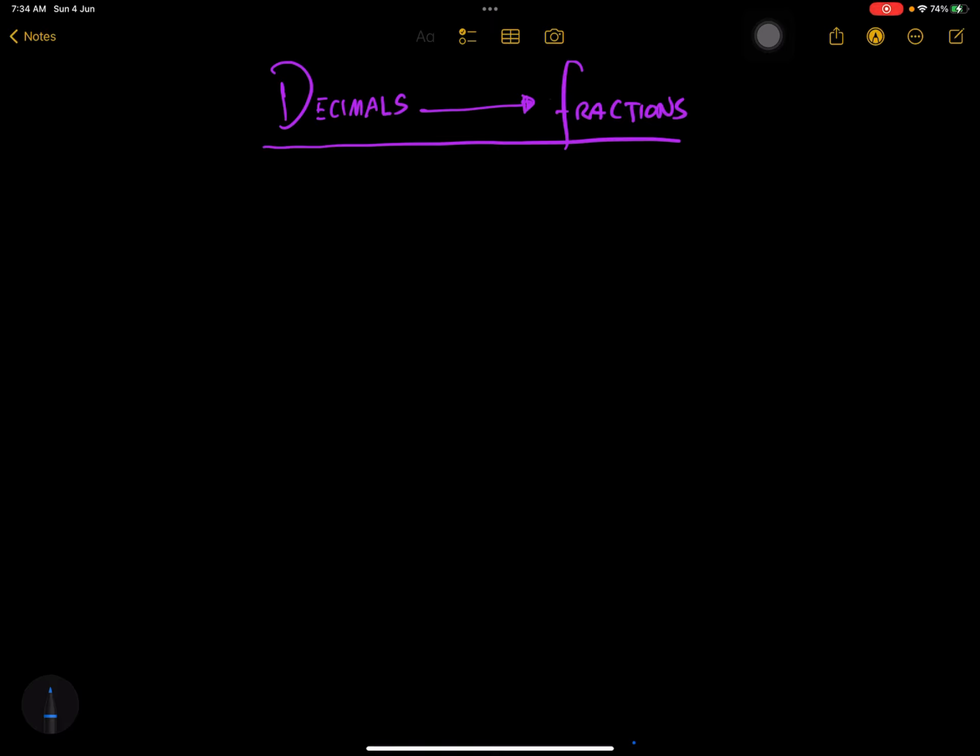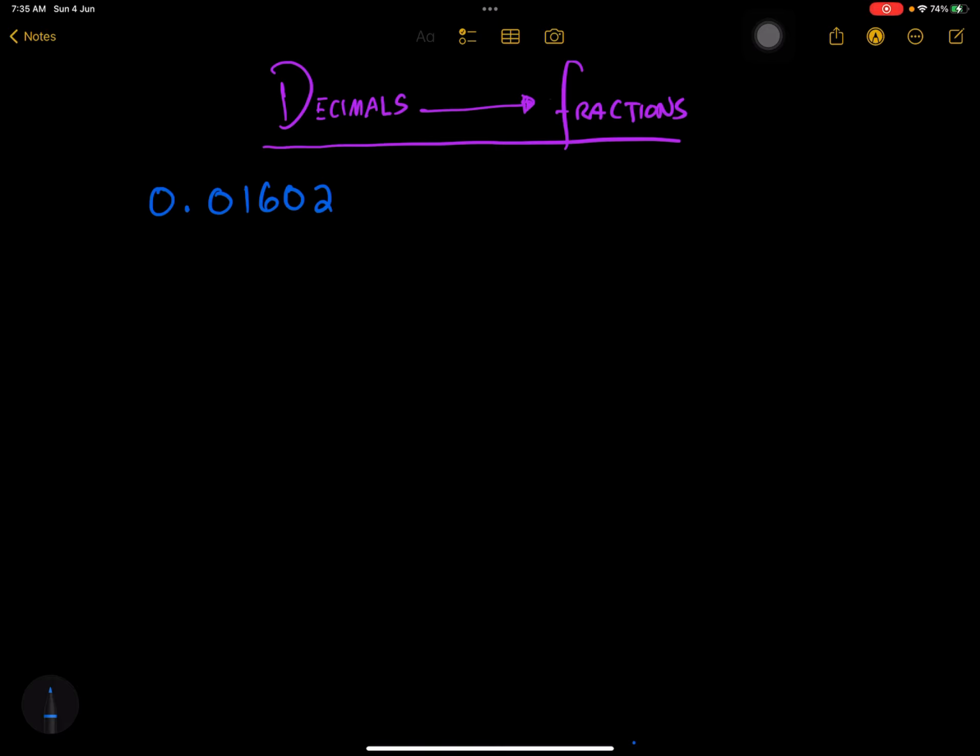Okay, today we are going to be looking at how to convert decimals into fractions. How do we move from a decimal to a fraction? All right, so let's take this example. Let's look at the decimal 0.01602. So this is a decimal. How do we move this decimal into a fraction?